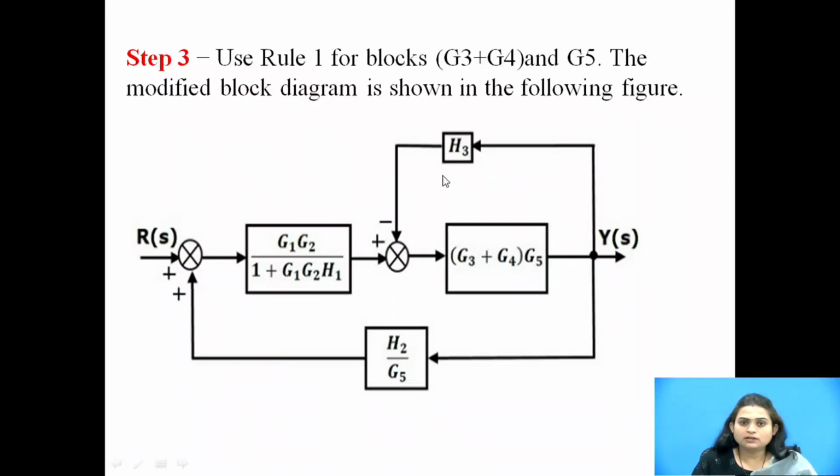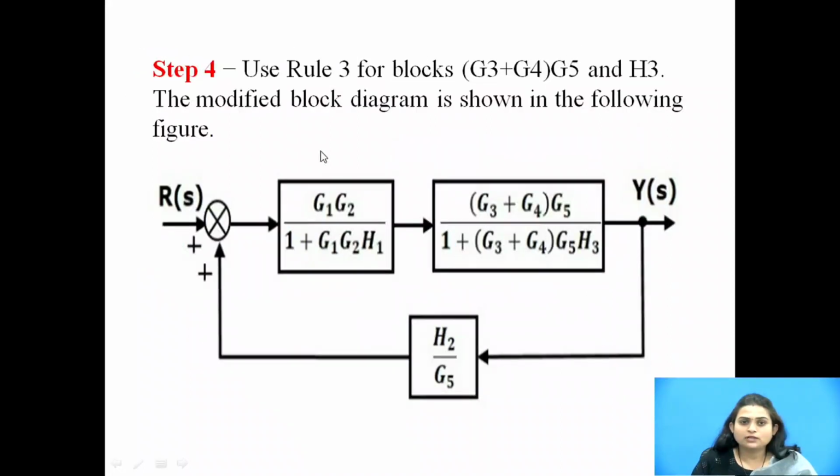Now here it forms a minor feedback loop. Okay. Step 4, here use rule 3 for blocks G3 plus G4, G5 and H3. Okay. So the modified block will be like this, G3 plus G4 into G5 upon 1 plus this complete G multiplied by H3. Okay. So this is the simplified diagram.